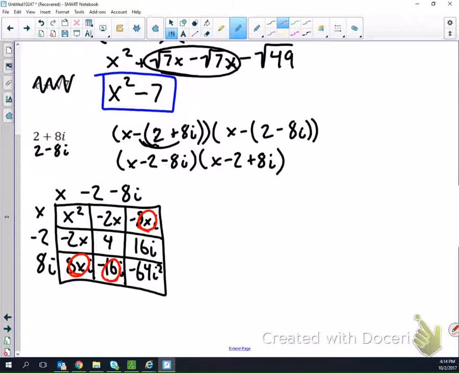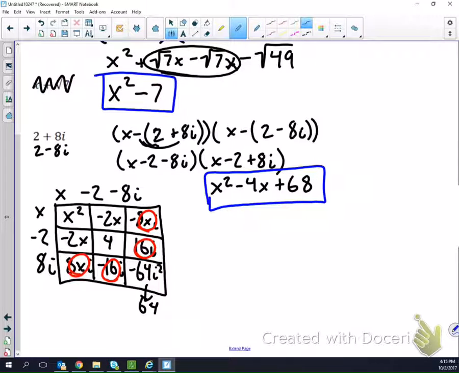Negative 16i and positive 16i, those will be 0. And my negative 64i squared, well, i squared is negative 1. Negative 1 times negative 64 means that one is just going to turn into positive 64. So now I'm ready to write this out. We've got x squared minus 4x, and then we've got a plus 4 and plus 64, so plus 68.